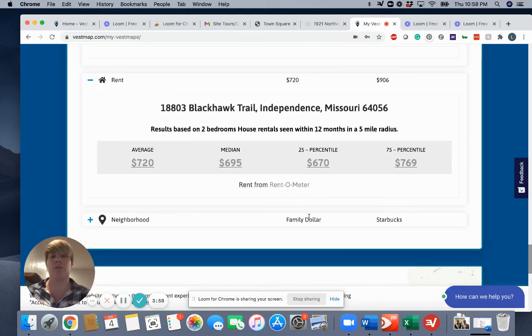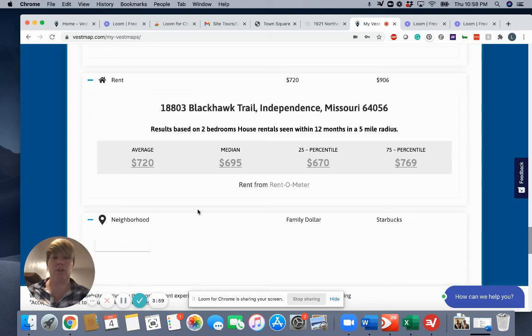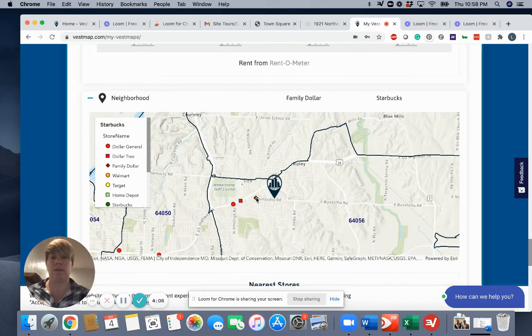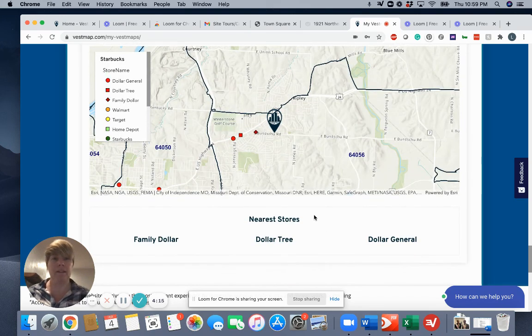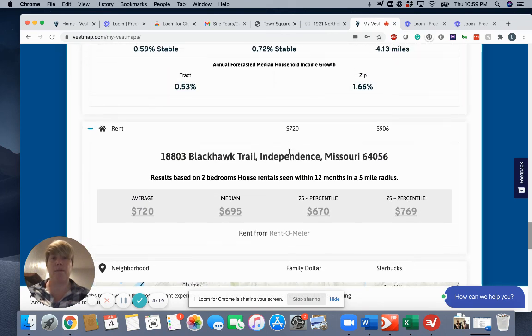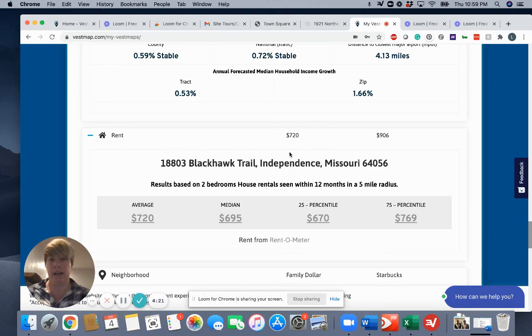And then neighborhood, I'm just looking at, what are the neighborhood stores around there? Family Dollar is the closest to this. So we've got Family Dollar, Dollar Tree, and not a lot of Starbucks, definitely not like a Whole Foods or anything. But that all works for me. So anyway, that's how I look at this property, Blackhawk Trail in Independence, Missouri.